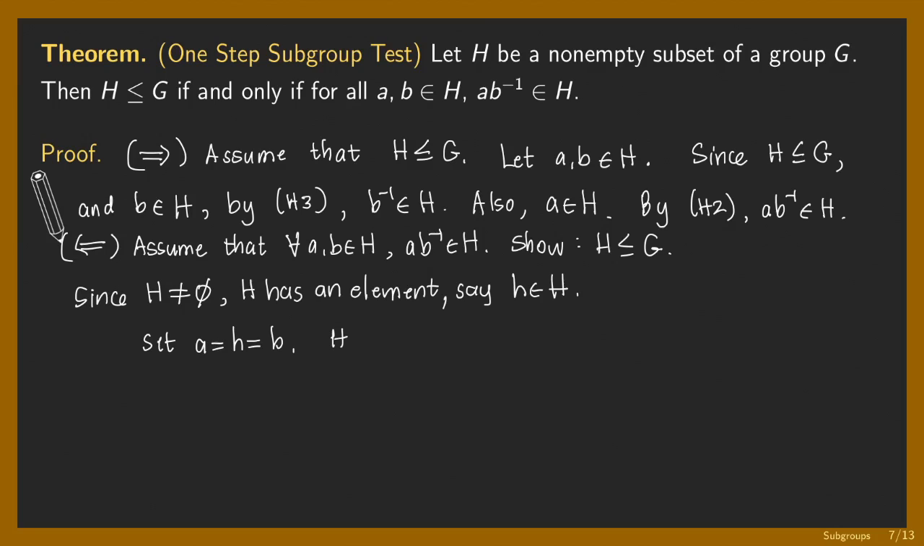Then by hypothesis, ano sasabihin ng hypothesis natin? Hypothesis natin is this. This is our hypothesis. By the hypothesis, AB inverse will be hh inverse. What do we know about hh inverse? It is e, which must be an element of H. So we have proven that the identity e is an element of H by using this trick. Okay?